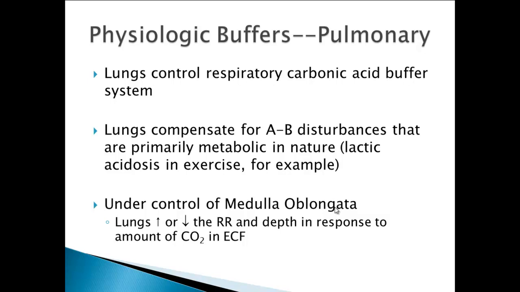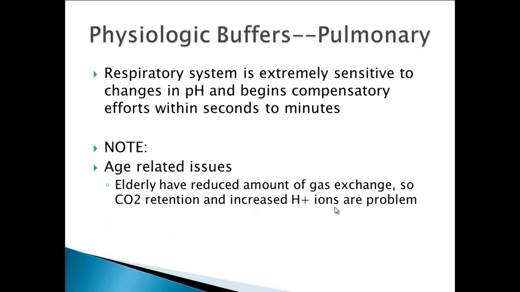Again, the medulla oblongata springs into action, if you will, in response to the amount of carbon dioxide in the extracellular fluid. Respiratory system, therefore, is pretty sensitive to changes in the pH and will begin changes in the rate and depth of respiration within seconds to minutes of those chemoreceptors sensing the high level of hydrogen ion in the blood. Remember that there are age-related issues also with the elderly. They have a reduced amount of gas exchange, and so they have more problems getting rid of that carbon dioxide. And so when they tend to have an increase from a disease process of hydrogen ion, they have more problems with their respiratory system jumping into action and helping them to compensate.